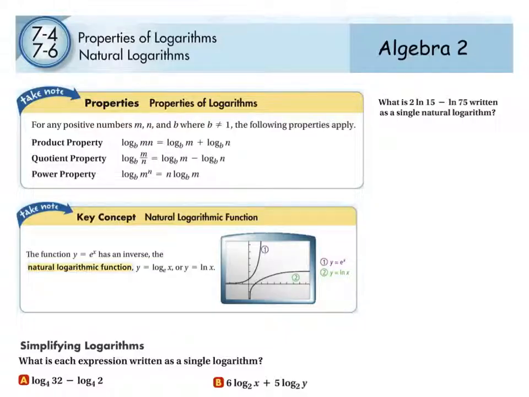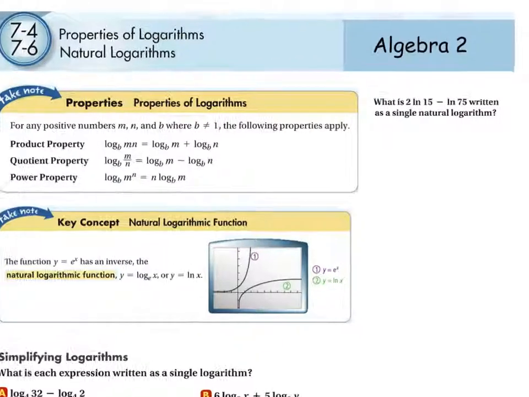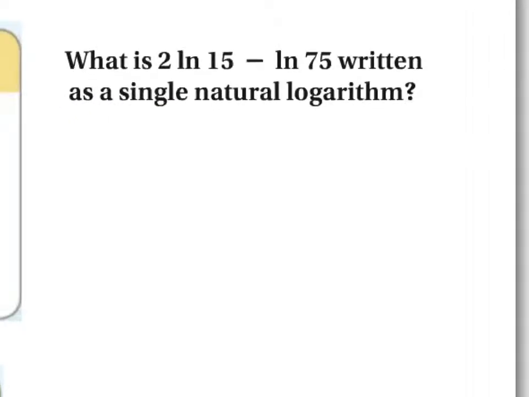So let's take a look at some work, starting with our first example up here, the natural logs. Remember, ln means natural log. It's log base what? Log base e is the natural log. So we have 2 natural log of 15 minus the natural log of 75. That's how I would read that.